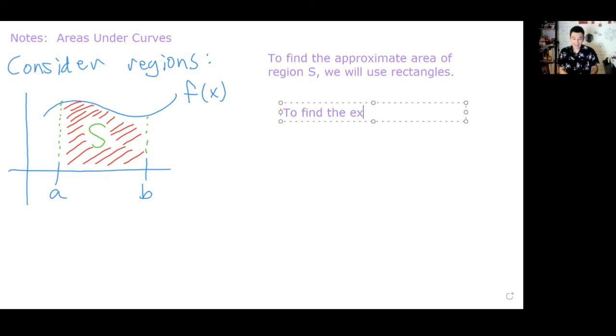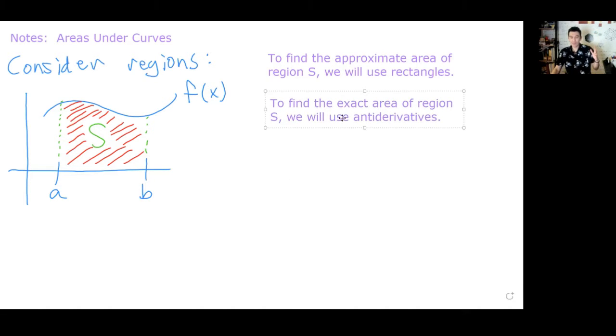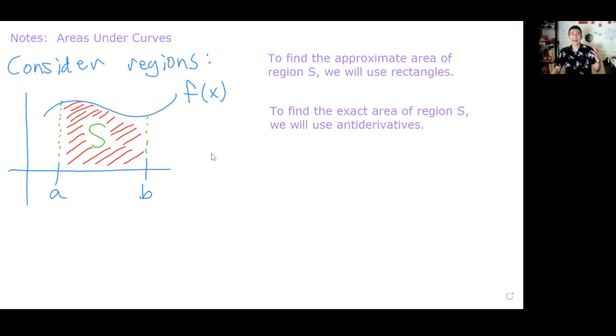To find the exact area of region S, we will use antiderivatives. So here today in this lesson, we'll use rectangles to find a decent approximation for the area of something that looks like region S. But later on, next week, perhaps, maybe the week after, we'll use antiderivatives. We'll do that later, but for now, we're going to use rectangles.